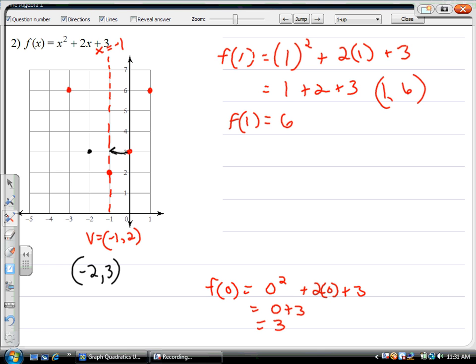So here's what we got. We got the vertex, axis of symmetry, and 4 other points. That's all you'll ever be asked to do on a test or quiz in terms of graphing a quadratic. Vertex, axis of symmetry, 4 other points, and you're good.